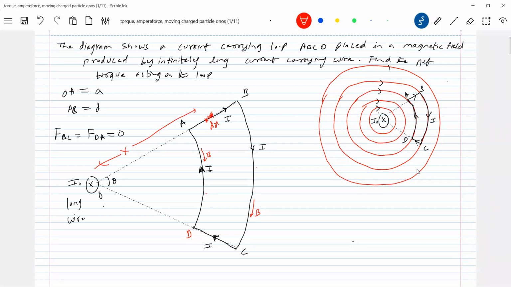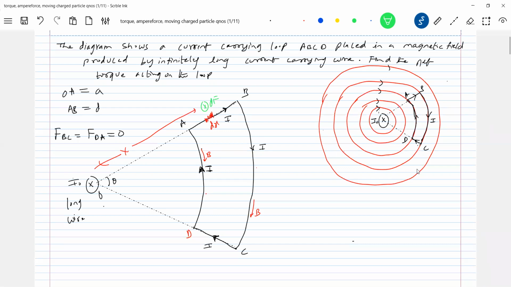Then B bar, here how will B bar be? Current I is into the plane, and B bar is tangential. So the force will be into the plane here. So the dF on this small element will be like this; the force will be acting into the plane. Take Fleming's left hand rule.